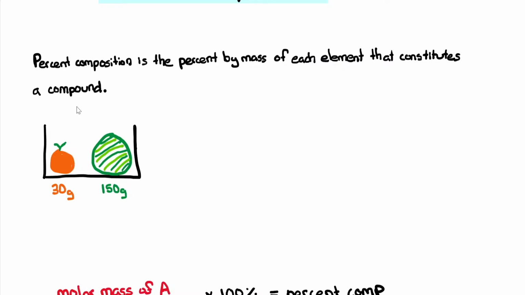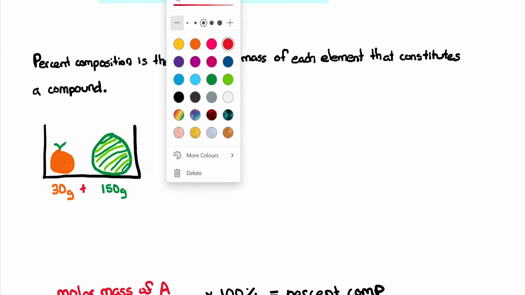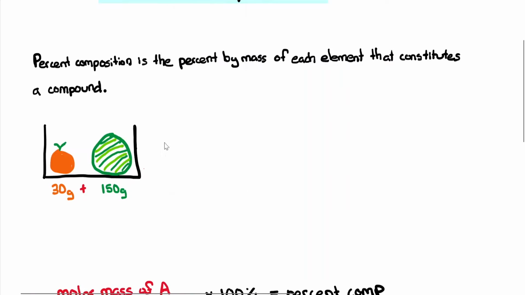Right, so let's start off by determining how much the overall molecule weighs, or the overall bag. From that value, we can get the value of each individual grocery item and divide that and get a percentage. So the overall mass of the bag would be about 180 grams, because if you add these values, you're going to get 180 grams.